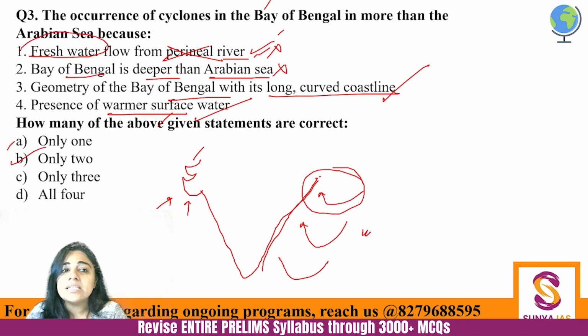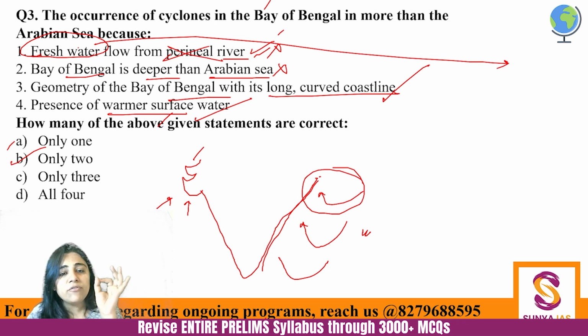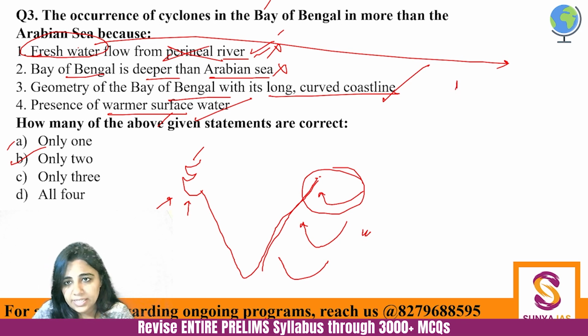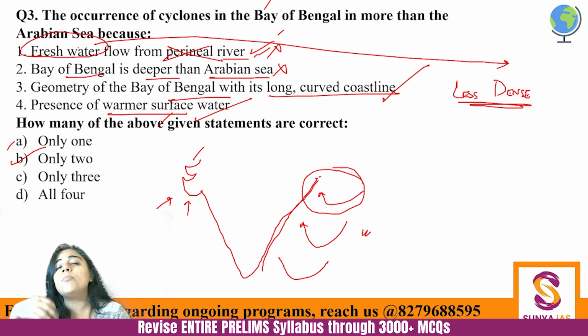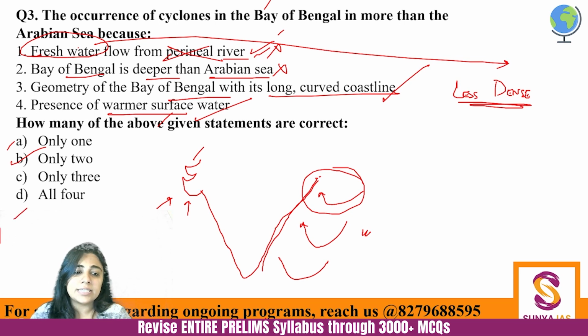Now I want you to understand this concept of fresh water. Why will fresh water lead to higher cyclone formation? Because fresh water is less dense. Fresh water is less dense, and when it is less dense then it will lead to quicker evaporation. Dense water will evaporate slowly but less dense water will evaporate quickly, right? So that is why the fresh water will lead to more cyclone formation, because evaporation is happening more. So only two here is the correct answer. Next.